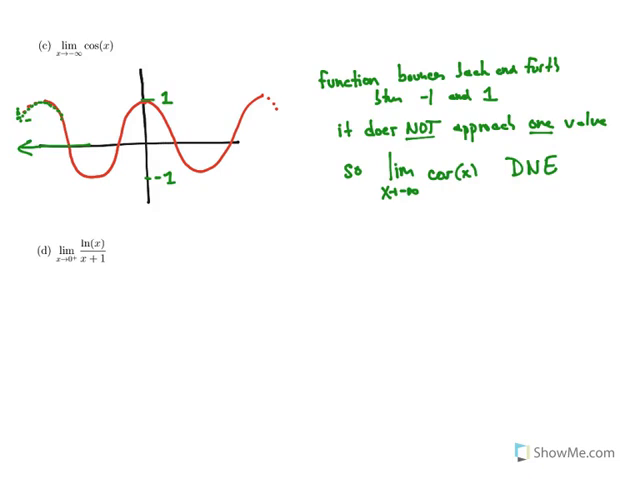In order for a limit to exist, it has to approach one value. This is the exact same reason why the left and right-hand limits have to agree, because if not, then it's like they are approaching two different values at the same time. That means that the limit doesn't exist. It's the same kind of thing. It's approaching all values in between -1 and 1 at the same time, which means limit does not exist.